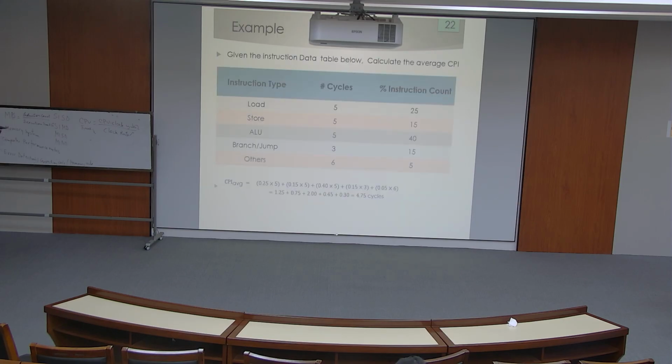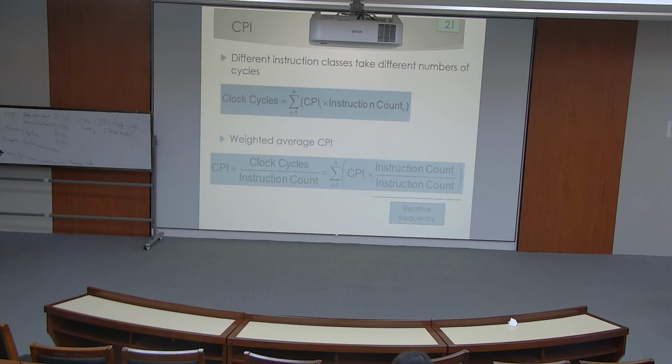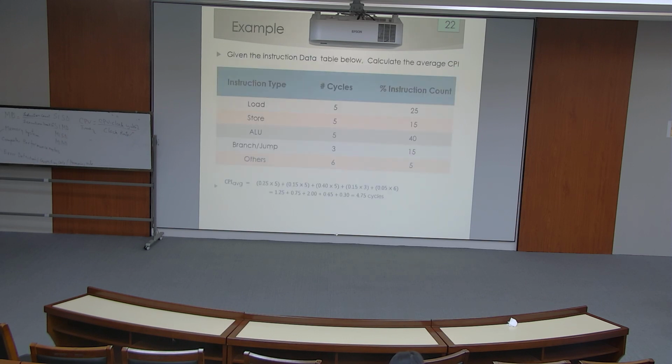If you still remember, we have done this during the class. We have the instruction types: load, store, arithmetic logic unit, branch, and others. We have the number of cycles for each instruction type, and the percentage of the instruction count for each type. So we can get this average. We have the CPI formula, so we can apply it here and get the last answer for this type of question.